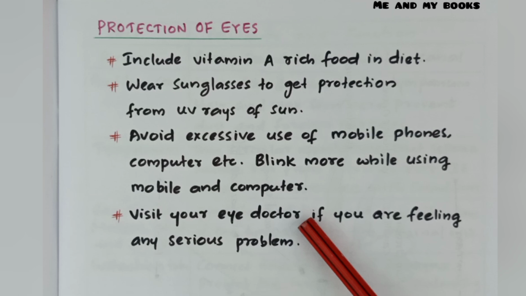Wear sunglasses to get protection from UV rays of sun. When you are going outside, you have to wear sunglasses if it's very hot outside. Avoid excessive use of mobile phone, computer, etc. Blink more while using mobile and computer. That is, don't stare at computer and mobile screen. You have to blink in between. Visit your eye doctor if you are feeling any serious problem.